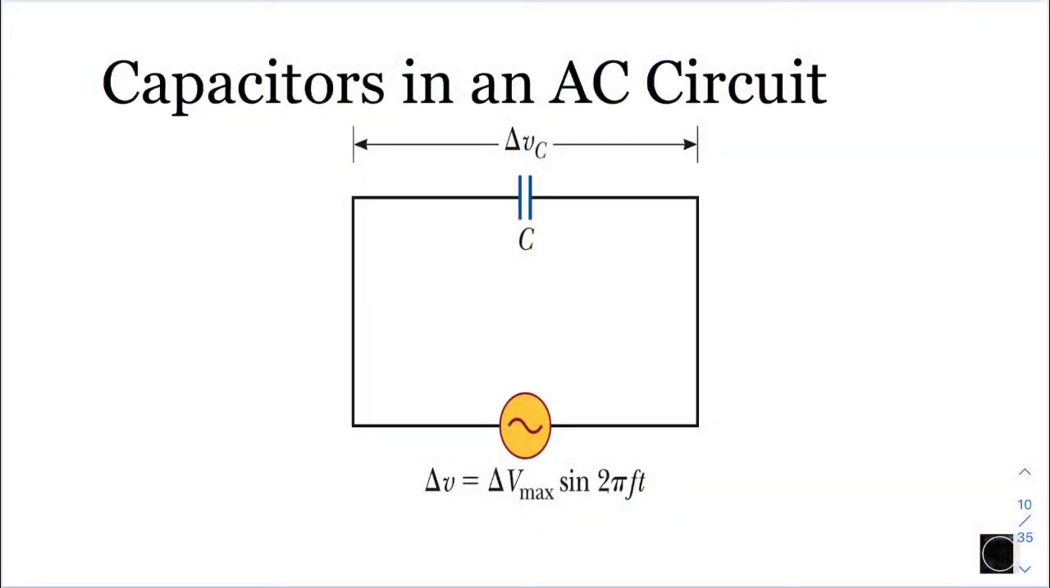Let's continue to capacitors in an AC circuit. For this subtopic, we are going to consider only one capacitor connected to an AC generator within a closed circuit. We also call this kind of circuit a purely capacitive circuit. Alright, so what will happen?